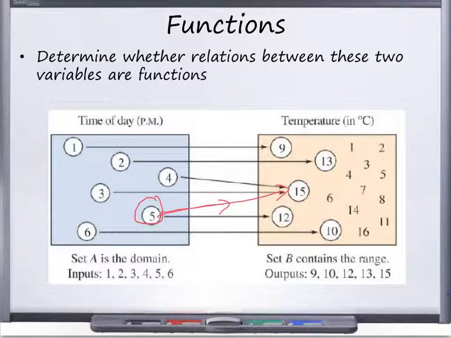If I had 5 mapping up there, or if I had 2, let's say 2 mapped all the way back here to 4, then it would not be a function. To be a function, each input, which is my blue box, maps directly to one and only one output. With these extra red lines, these are not a function. Without it, it is a function.